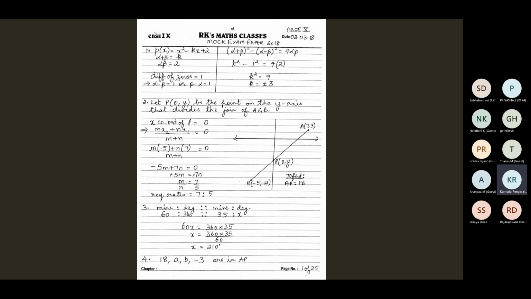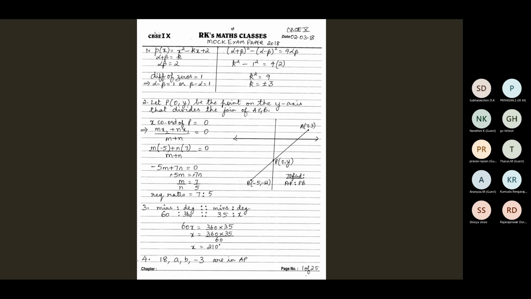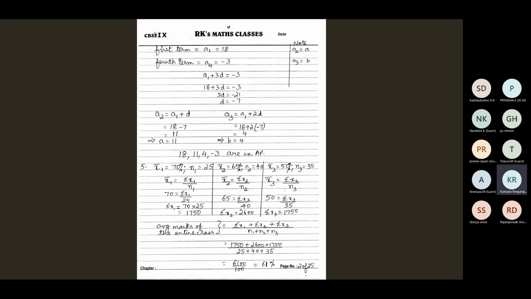Yeah, so in question number 4, those 4 numbers are in AP. So see here, 18 AB minus 3, 18 AB minus 3. See how it is worked. See the fifth one also. In 5, let me tell you about the fifth one, children. 4, you can have a look, I'll give you time for that. Look at the fifth one.